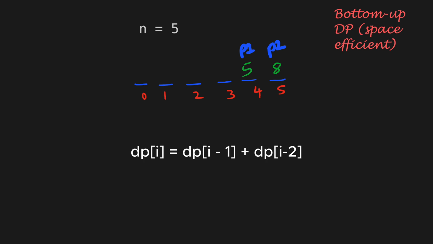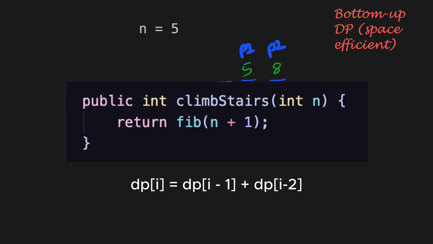Interestingly, the recurrence relation for climbing stairs, that is dp of i is equal to dp of i minus 1 plus dp of i minus 2, is identical to the definition of Fibonacci numbers, and the number of ways to climb n steps is equivalent to the n plus 1th Fibonacci number. So that's why the solutions we covered in this video were also very similar to the ones we covered in the generate nth Fibonacci number video.